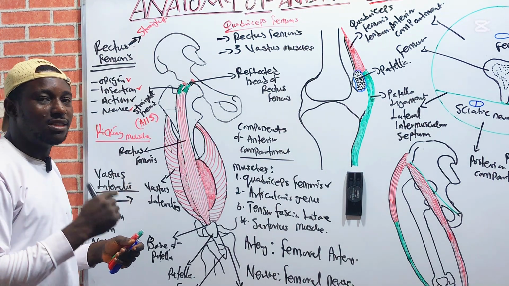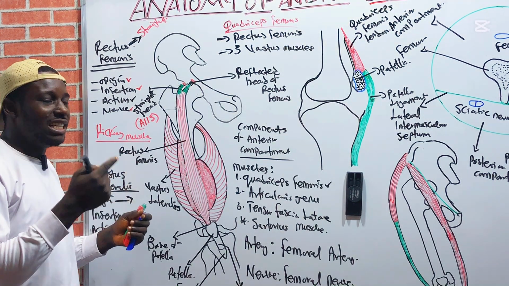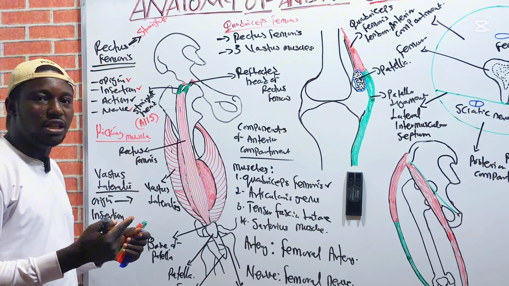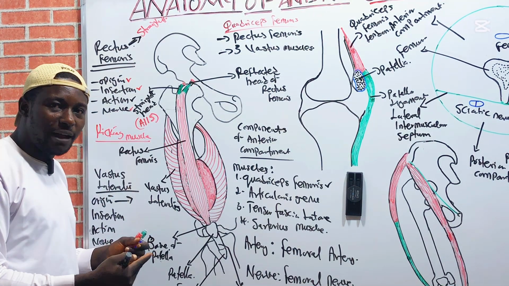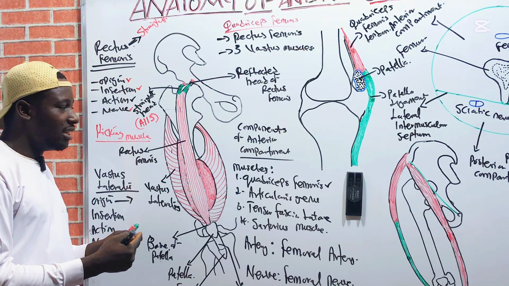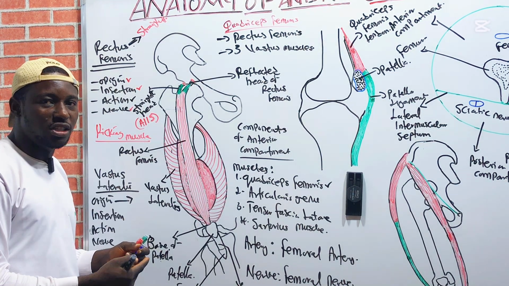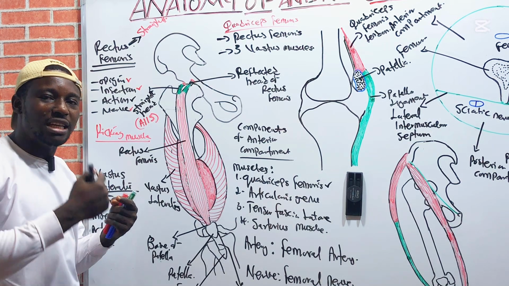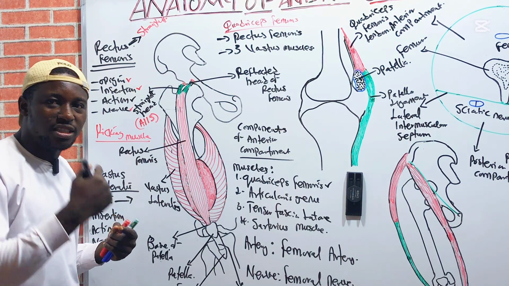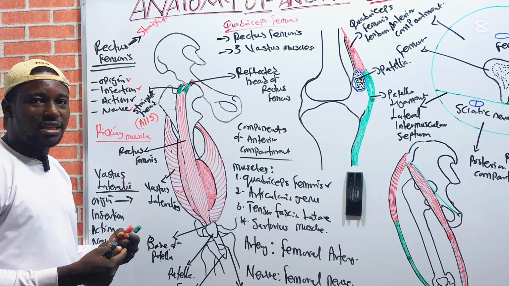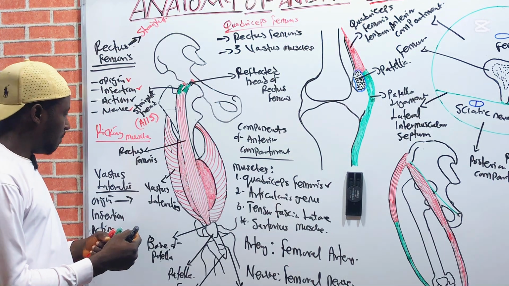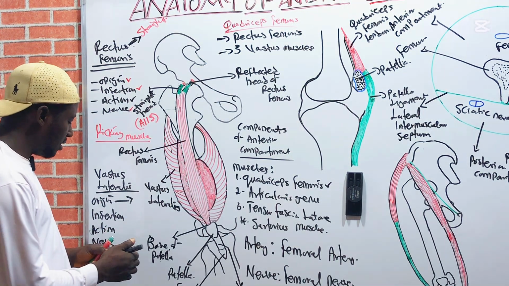The number two place where it forms its origin is the anterior and inferior borders of the greater trochanter and the lateral lip of the gluteal tuberosity. It also originates at the lateral intermuscular septum. That is the origin of the vastus lateralis.